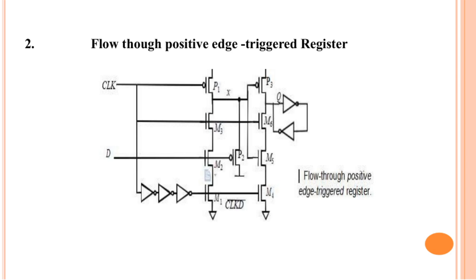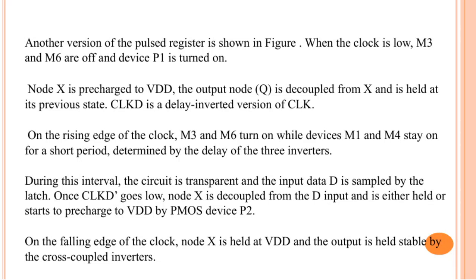Understanding this behavior is key to designing effective sequential logic systems. Here we see another version of the pulsed register. When the clock signal is low, transistors M3 and M6 are off, and device P1 is turned on. This causes node X to be precharged up to VDD, while the output node Q is decoupled from node X and stays at its previous value.